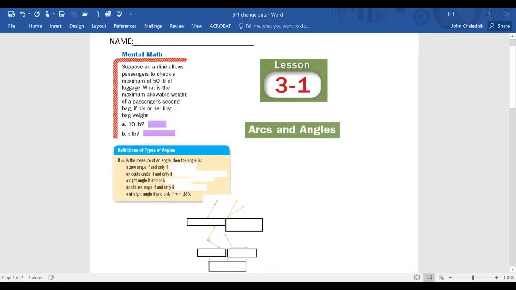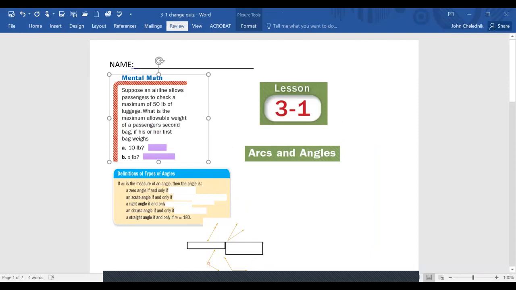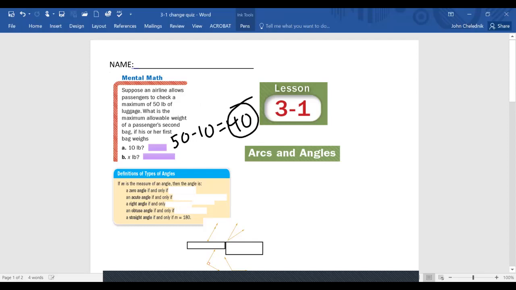Well, if the first bag weighs 10 pounds and you're allowed up to 50 pounds, you simply need to compute the difference between 10 and 50. So 50 minus 10, you could bring 40 more pounds. And if it's X, it's going to be 50 minus X. There you go. It's an expression as your answer.